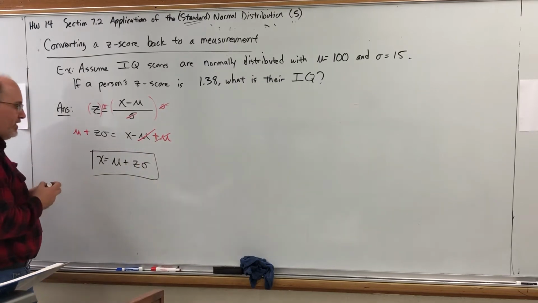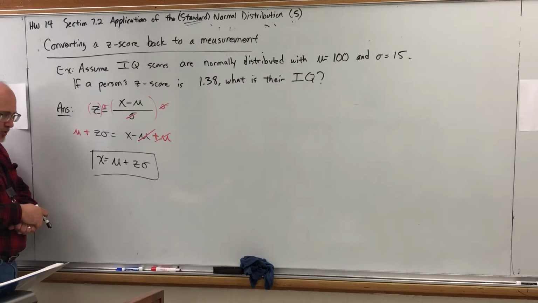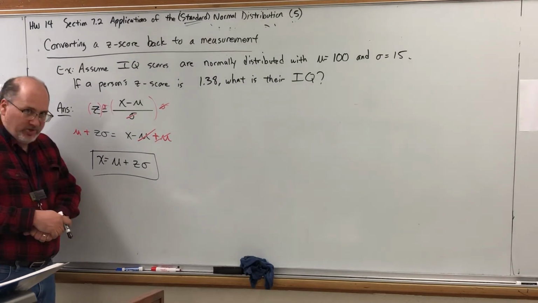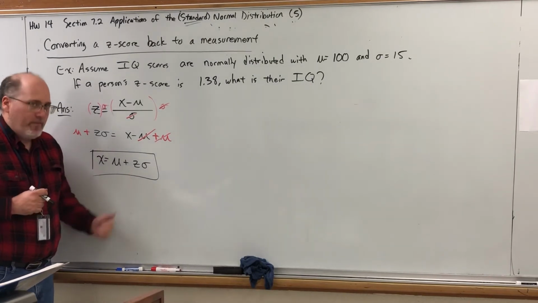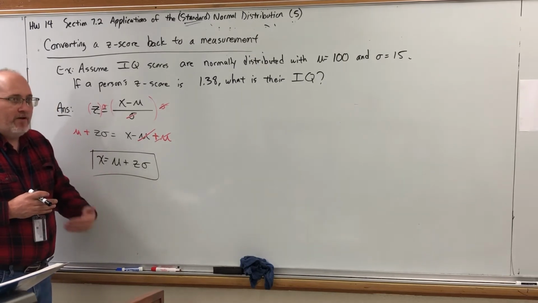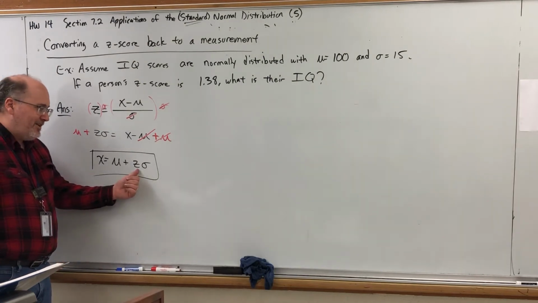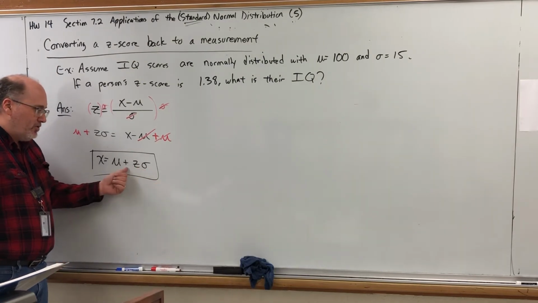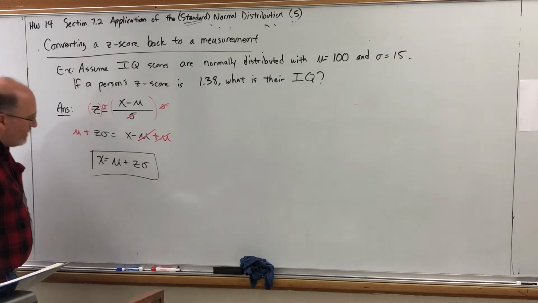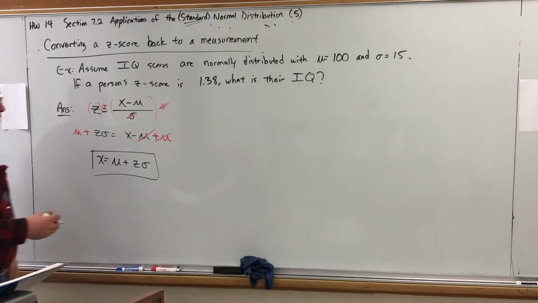It's the same formula as before, just rearranged to say x equals instead of z equals. But if you think about it, it makes perfect sense. Because what does a z-score measure? A z-score measures the number of standard deviations above the average that you are. So this z is the number of standard deviations you add to the average. So it actually makes perfect sense. And now that we have this version of the z formula, let's use it on this problem.